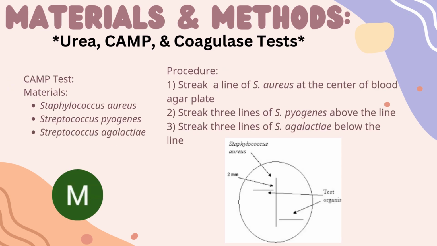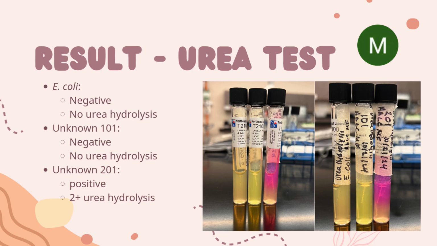For the CAMP test, we streaked a line of Staphylococcus aureus at the center of the blood agar plate. Then we streaked three lines of Streptococcus pyogenes above the line, and another three lines of Streptococcus agalactiae below the S. aureus line. These were the results of our urea test.